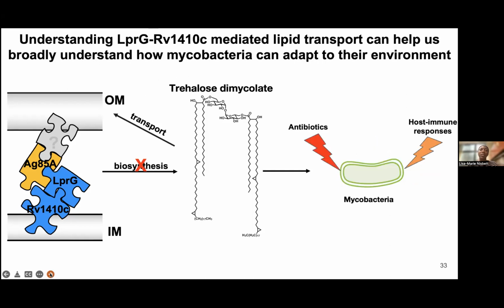But nevertheless, understanding how this pathway works to facilitate outer membrane biogenesis is important, because not only would it help us understand the steps that are involved in outer membrane biogenesis, but it more broadly could help us understand how outer membrane biogenesis might be connected to mycobacteria's ability to adapt to its environment, especially in the presence of stressors such as exposure to antibiotics and host immune responses.